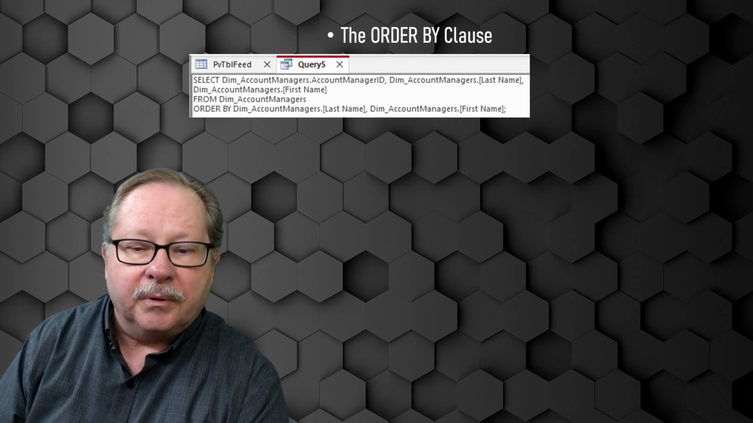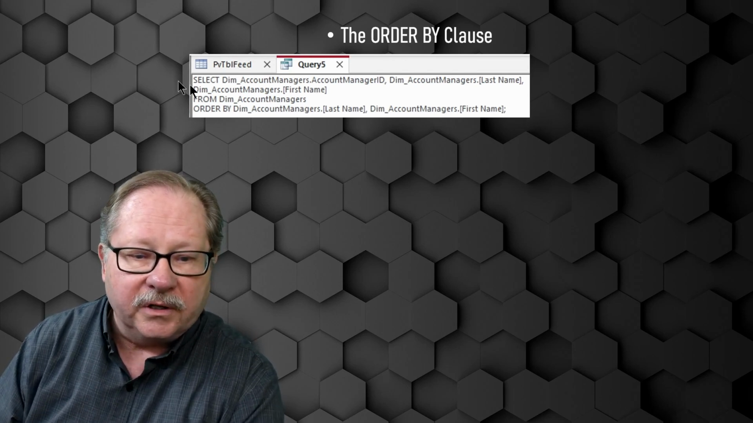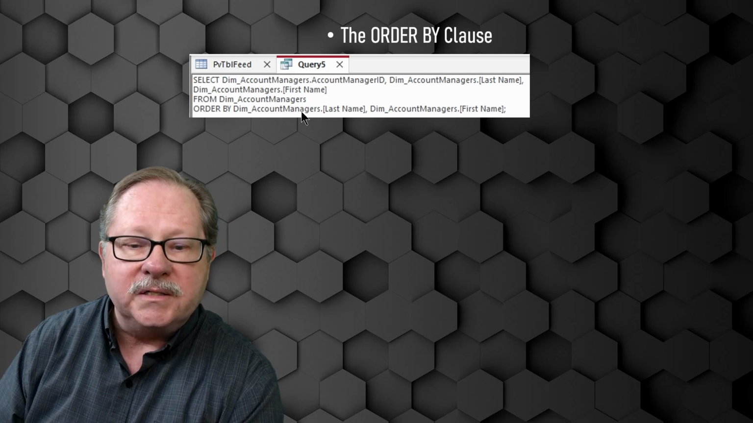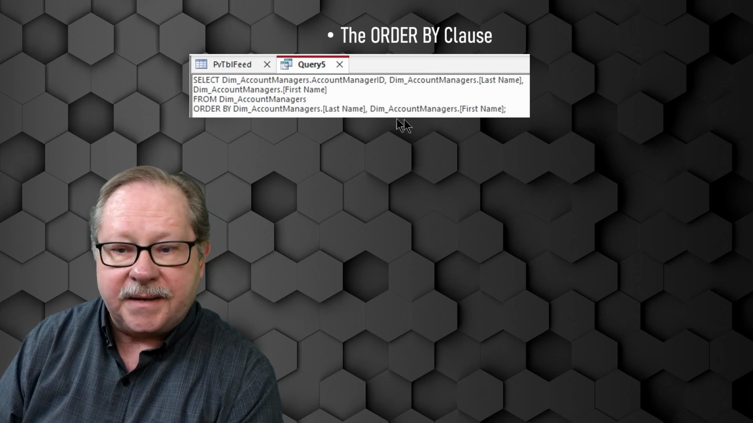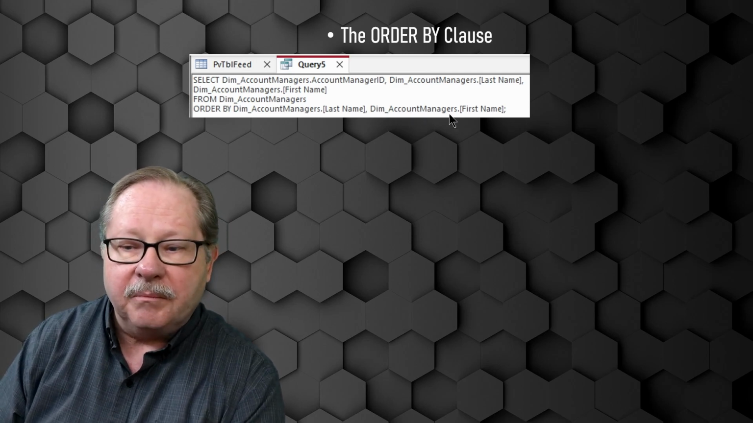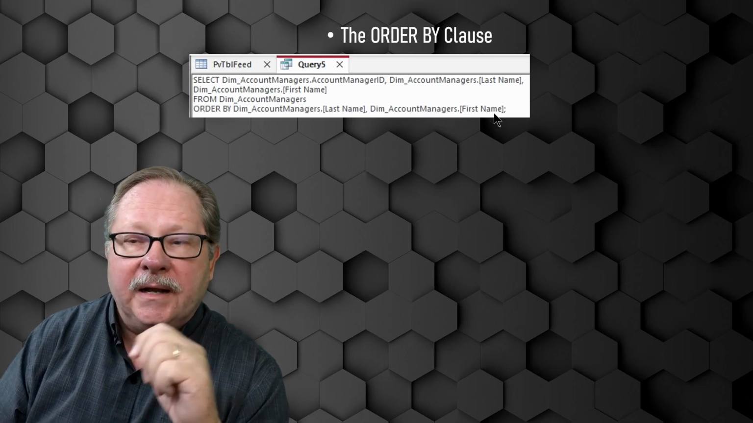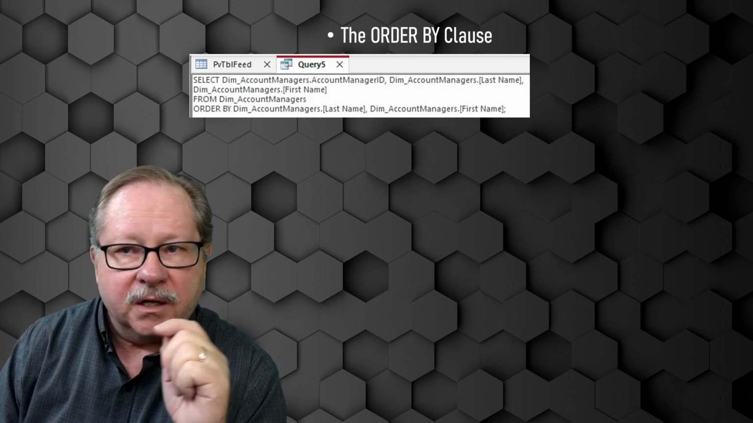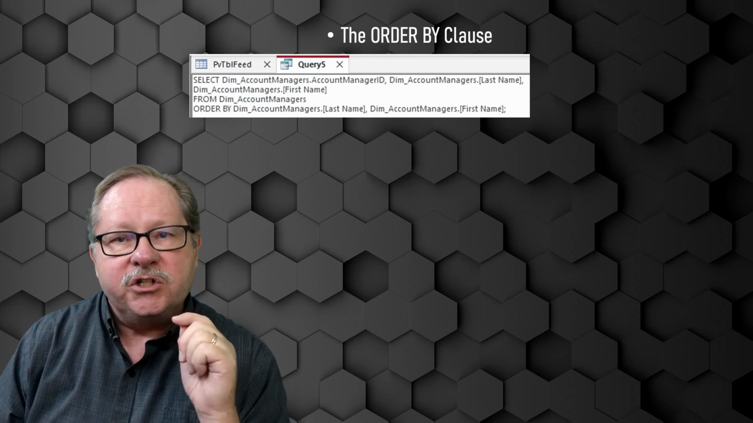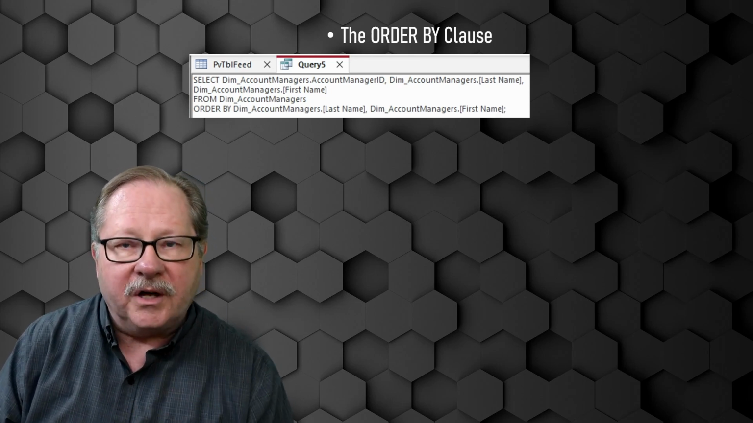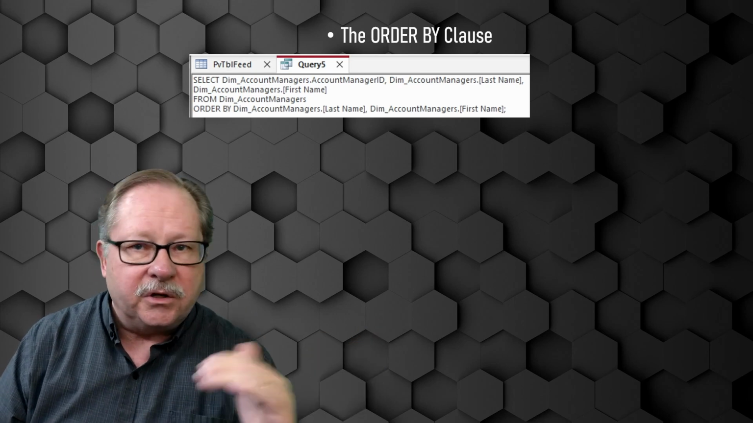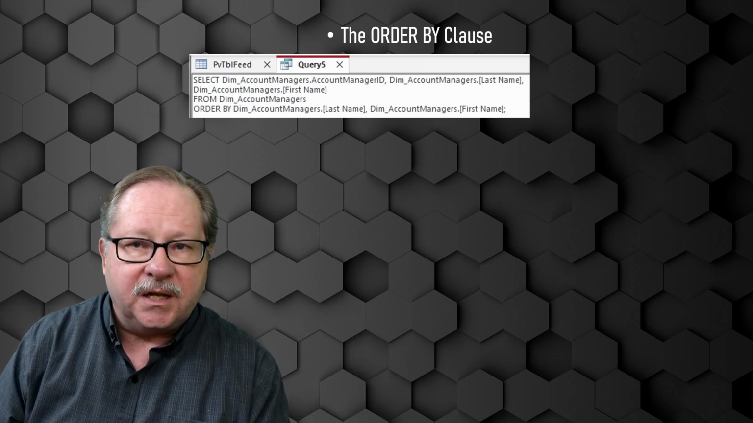If we order it by the last name here on this last line, order it by DIM account manager's last name, and DIM account managers as the secondary order of first name. Now, the unique thing about the order by clause is simply that if I don't specify what order I'm going to put it in, ascending or descending, it assumes ascending.